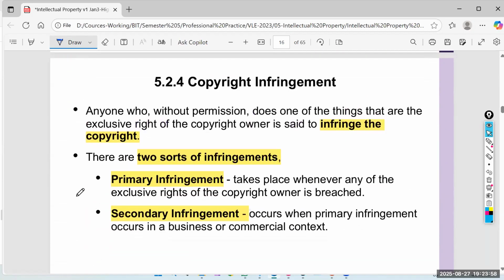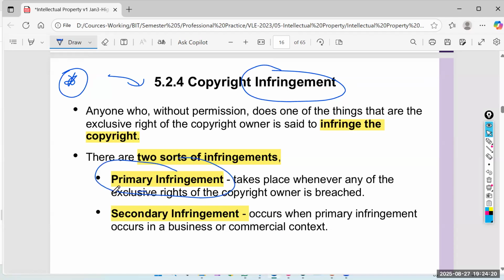Right. So now we move on to copyright infringements. Infringement means violations. This is the most important slide for the exam because they keep asking what the two types of copyright infringements are. What are the two types of violations? We call them primary infringements and secondary infringements.